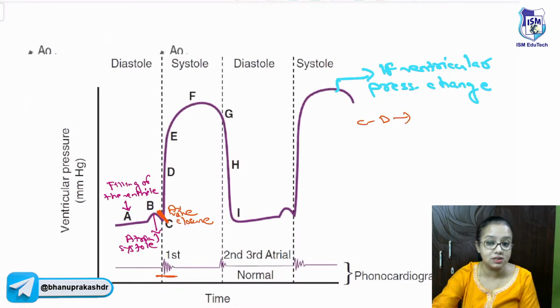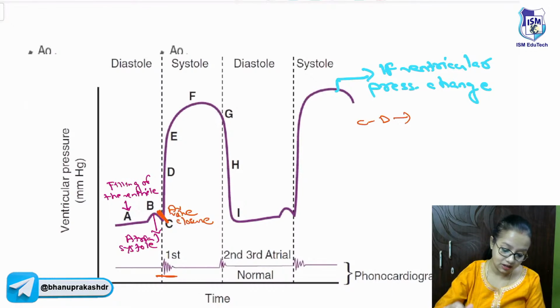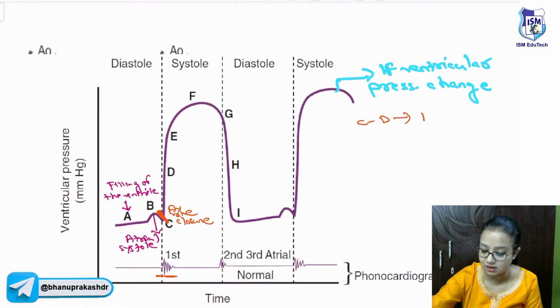Now the segment C to D. If we remember what is happening in C to D, the AV valve is closed, and previously in the protodiastole, the semilunar valves closed. So now the ventricle is a closed chamber. So C to D is actually the isovolumetric contraction of the left ventricle.